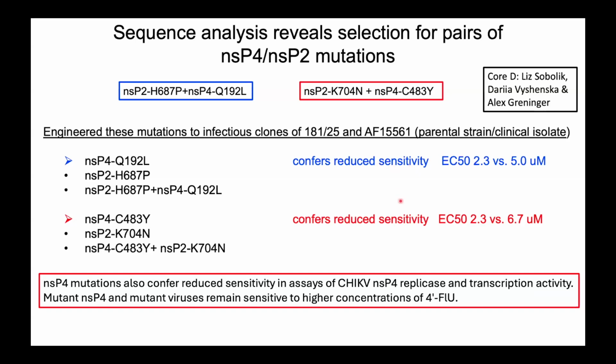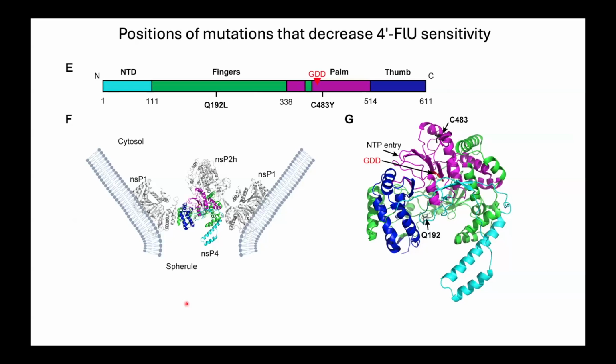Then Andres's lab also performed NSP4 replicase and transcription studies and found that the NSP4 mutations in these in vitro assays also conferred reduced sensitivity. And notably, all of the mutant viruses remain sensitive to higher concentrations of fluorouridine. Okay, so where are they located in the replication complex?